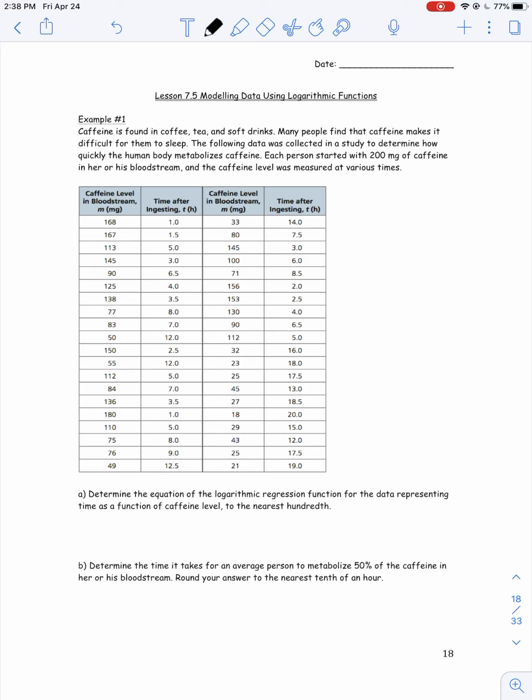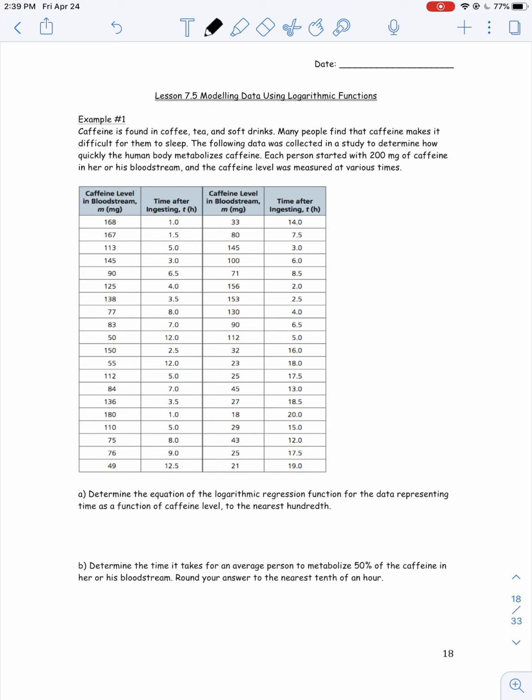Okay, so this is lesson 7.5, modeling data using logarithmic functions. So example number 1, caffeine is found in coffee, tea, and soft drinks. Many people find that caffeine makes it difficult for them to sleep. The following data was collected in a study to determine how quickly the human body metabolizes caffeine.